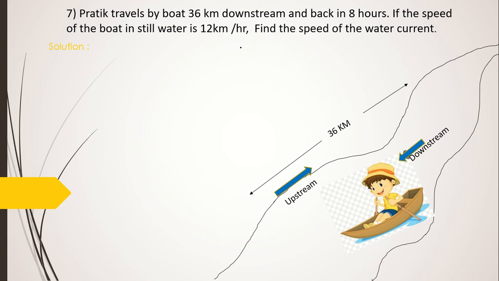They have given downstream and upstream. So imagine a river, no? It is flowing in one direction. So when you go with the direction of the flow, it is called downstream. And when you go opposite to the direction of the flow, it is called upstream. Now this is a simple logic, no, to understand.